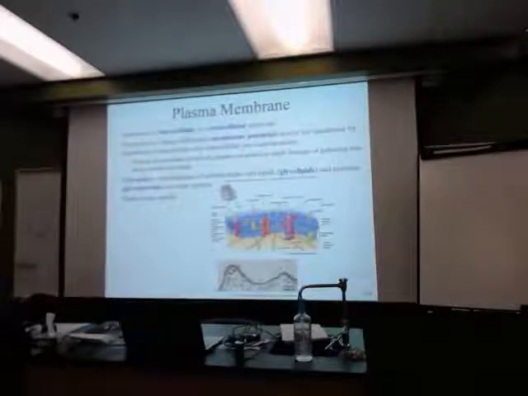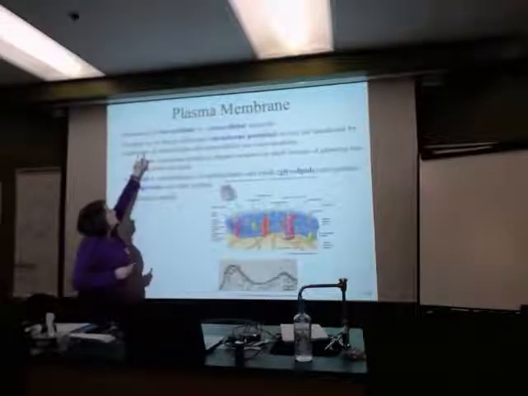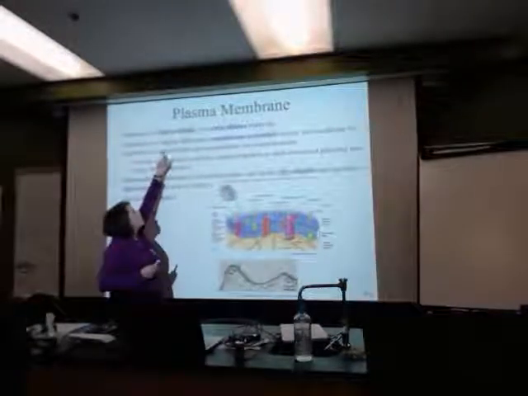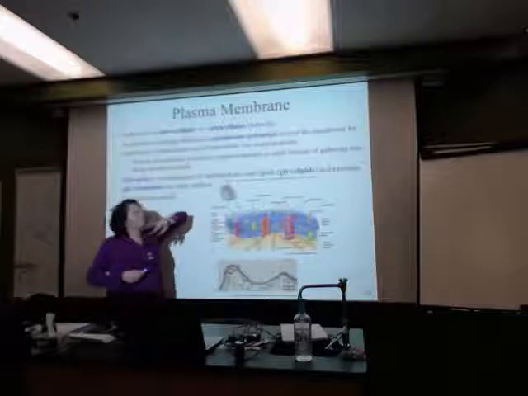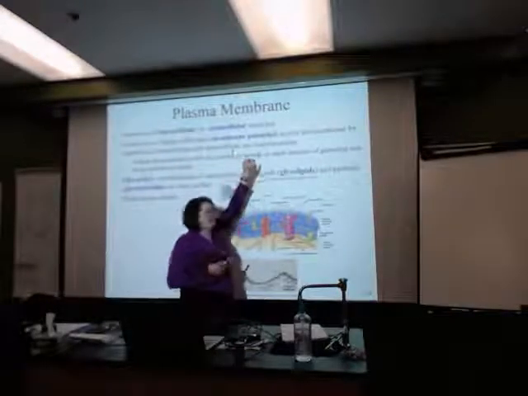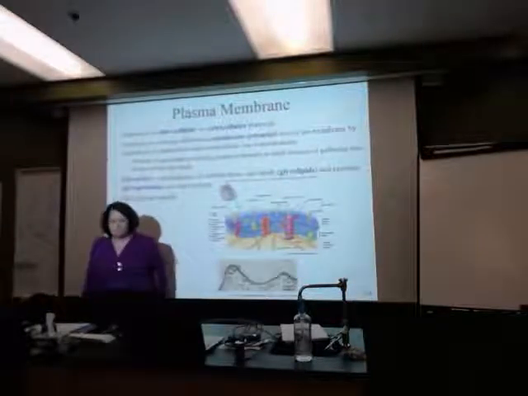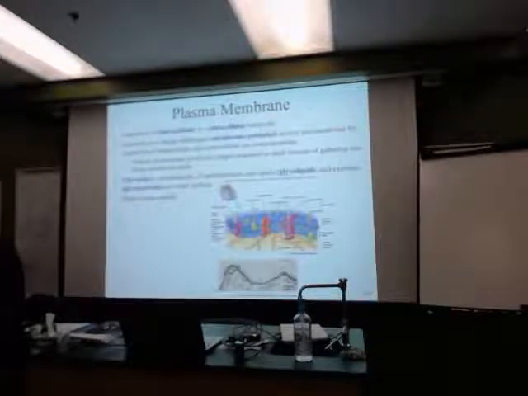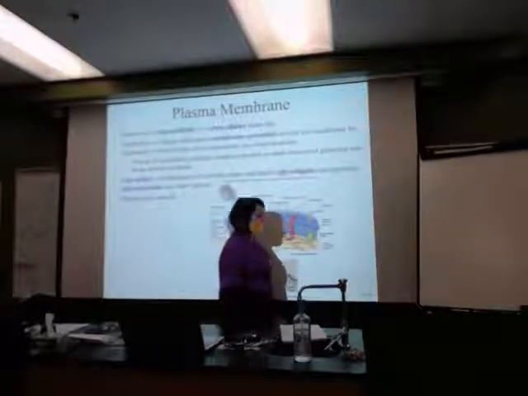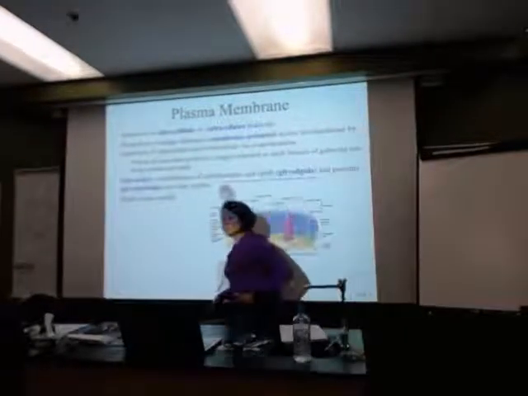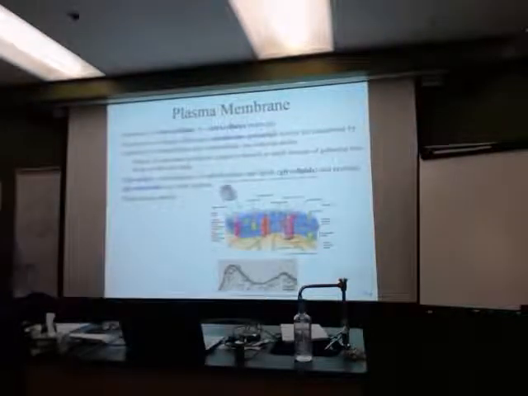All of the cells are going to have a plasma membrane. The plasma membrane, the production of a charge difference, i.e., membrane potential. What does that mean? Charge difference. What kind of charge?